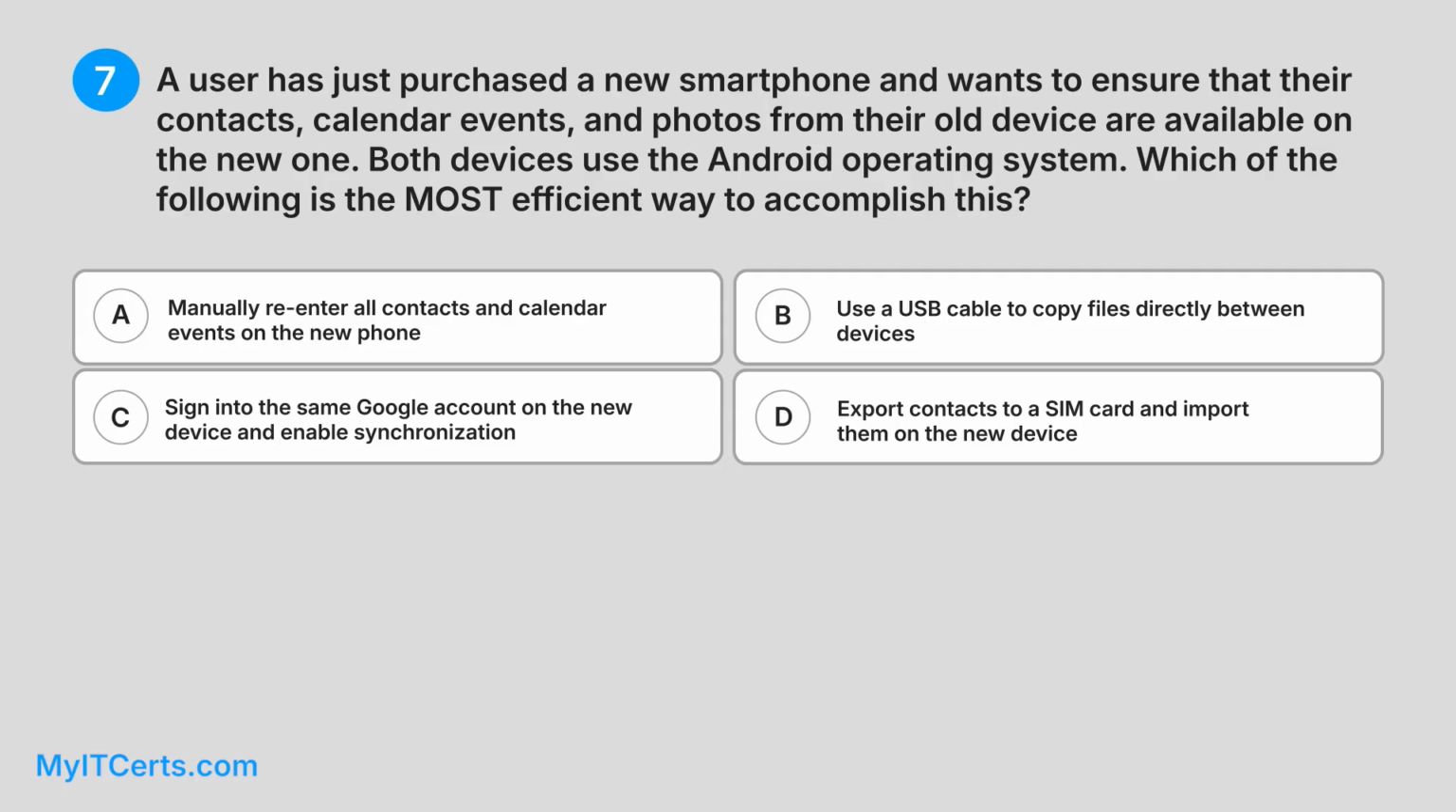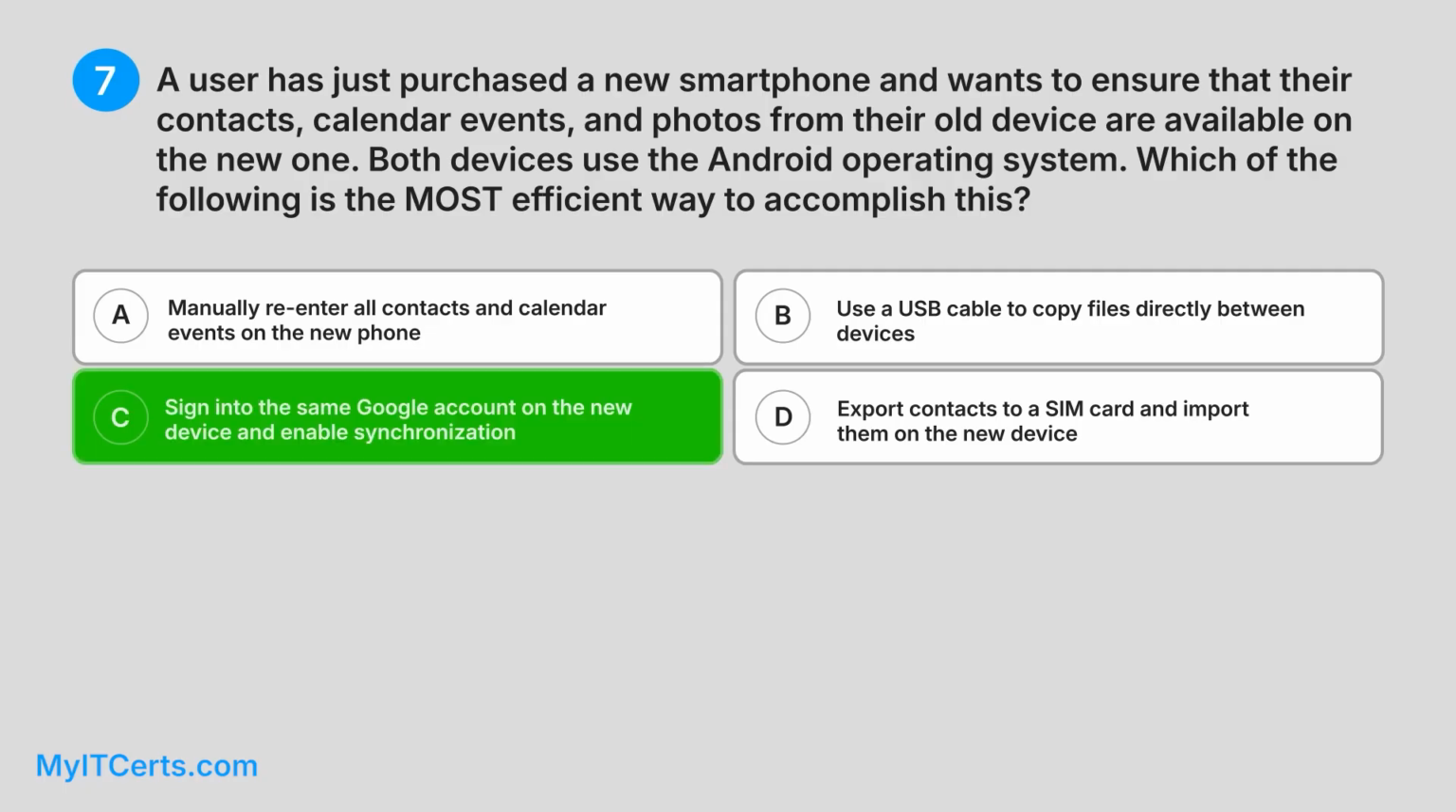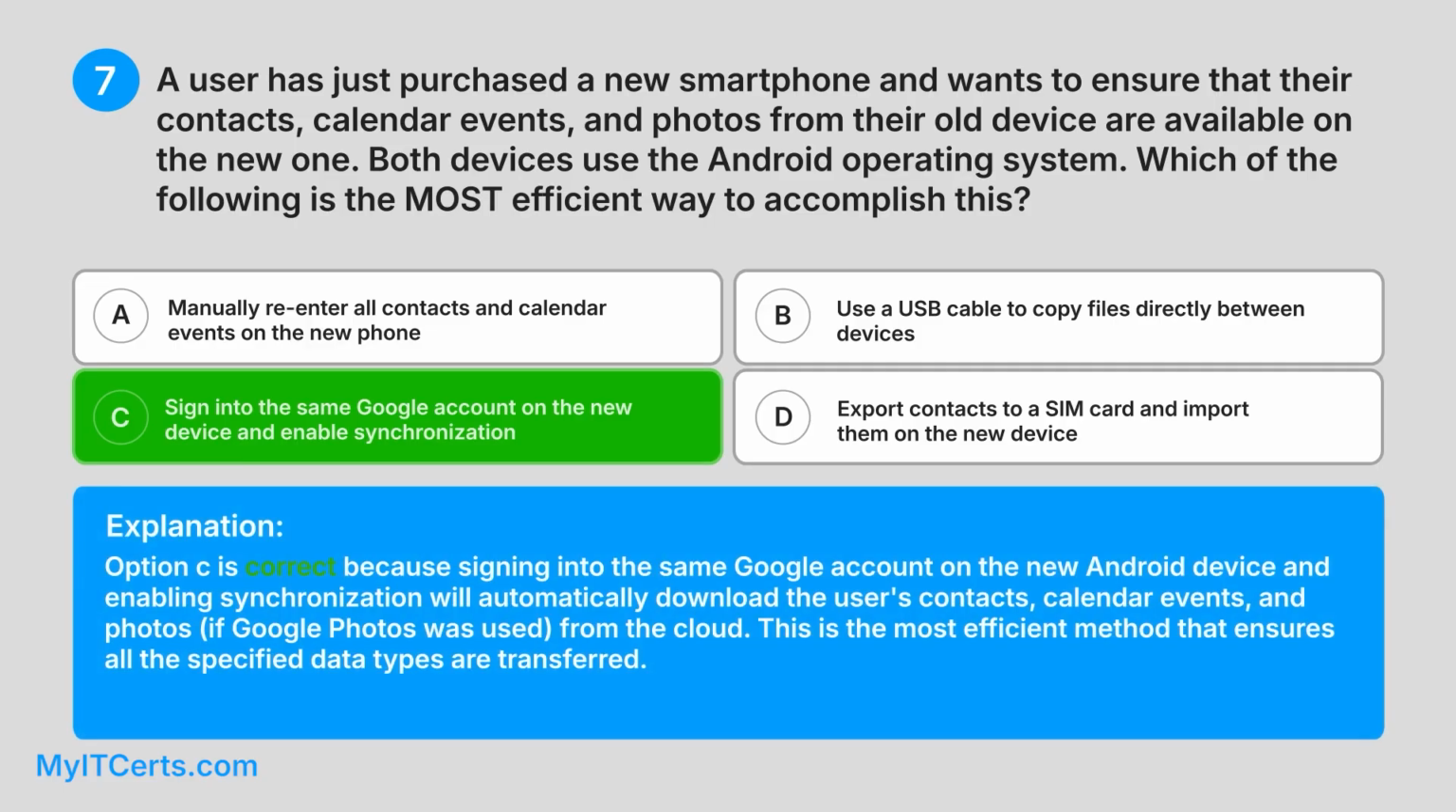Correct answer: C. Sign into the same Google account on the new device and enable synchronization. Explanation: Option C is correct because signing into the same Google account on the new Android device and enabling synchronization will automatically download the user's contacts, calendar events, and photos, if Google Photos was used, from the cloud. This is the most efficient method that ensures all the specified data types are transferred.